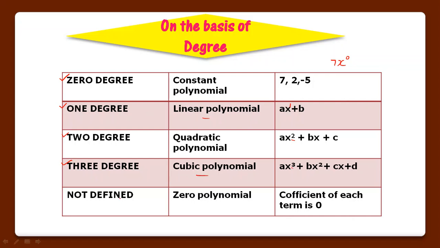Then the last one, whose degree is not defined, is called a zero polynomial. Here the coefficient of each term is 0. If any term is present, suppose this one, its coefficient is 0, so it becomes 0. That's why it is called a zero polynomial, whose degree is not defined, because it will not have any degree. So you must not be confused between 0 degree and zero polynomial. Polynomials of degree 0 are constant polynomials, and the zero polynomial is a different thing.